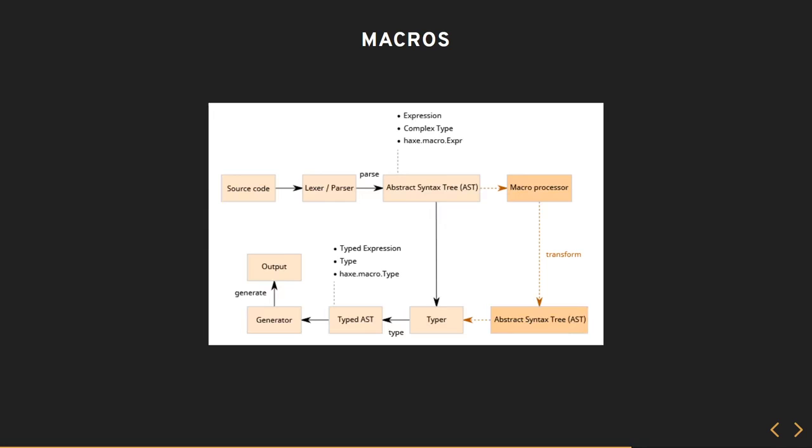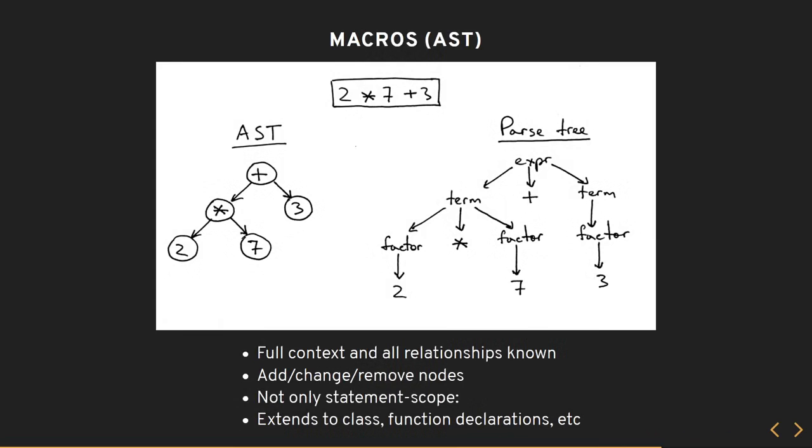But with Haxe, you have your metaprogramming at the abstract syntax tree layer, and we'll see what that tree looks like in a sec. But it's basically, you have all the context. You can really do surgical removals and additions of code. So let's look at an abstract syntax tree. So here's an expression at the top, 2 times 7 plus 3, which is just, pretend this is a line of source code. Most compilers out there are going to generate a tree out of it.